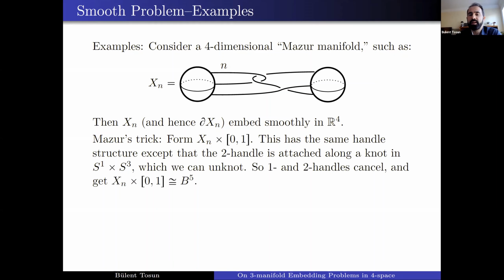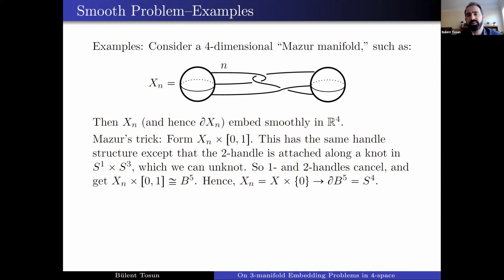In other words, the 1- and 2-handles cancel each other, and this thickened manifold is nothing but S^5 balls. And in particular, it extends and embeds in S4 and hence in R4. So now, there wasn't really anything special about this attaching circle.